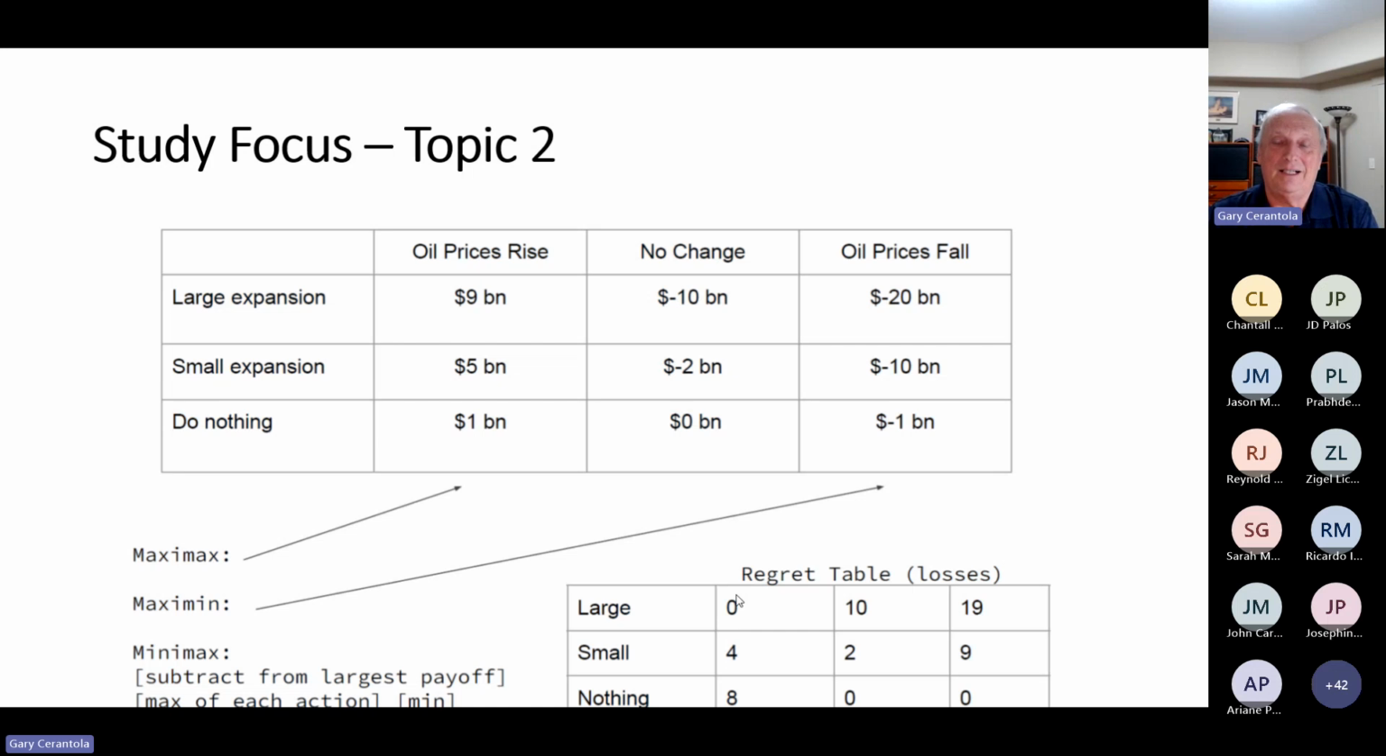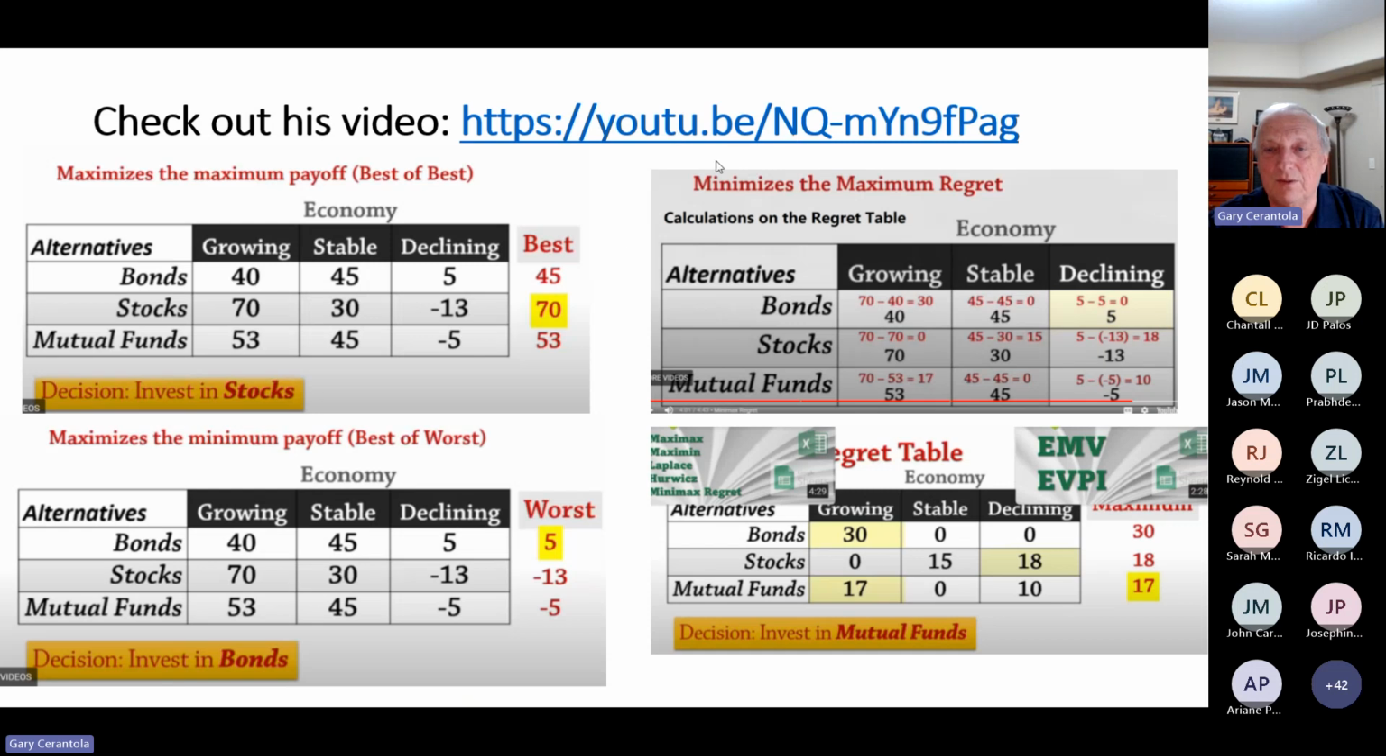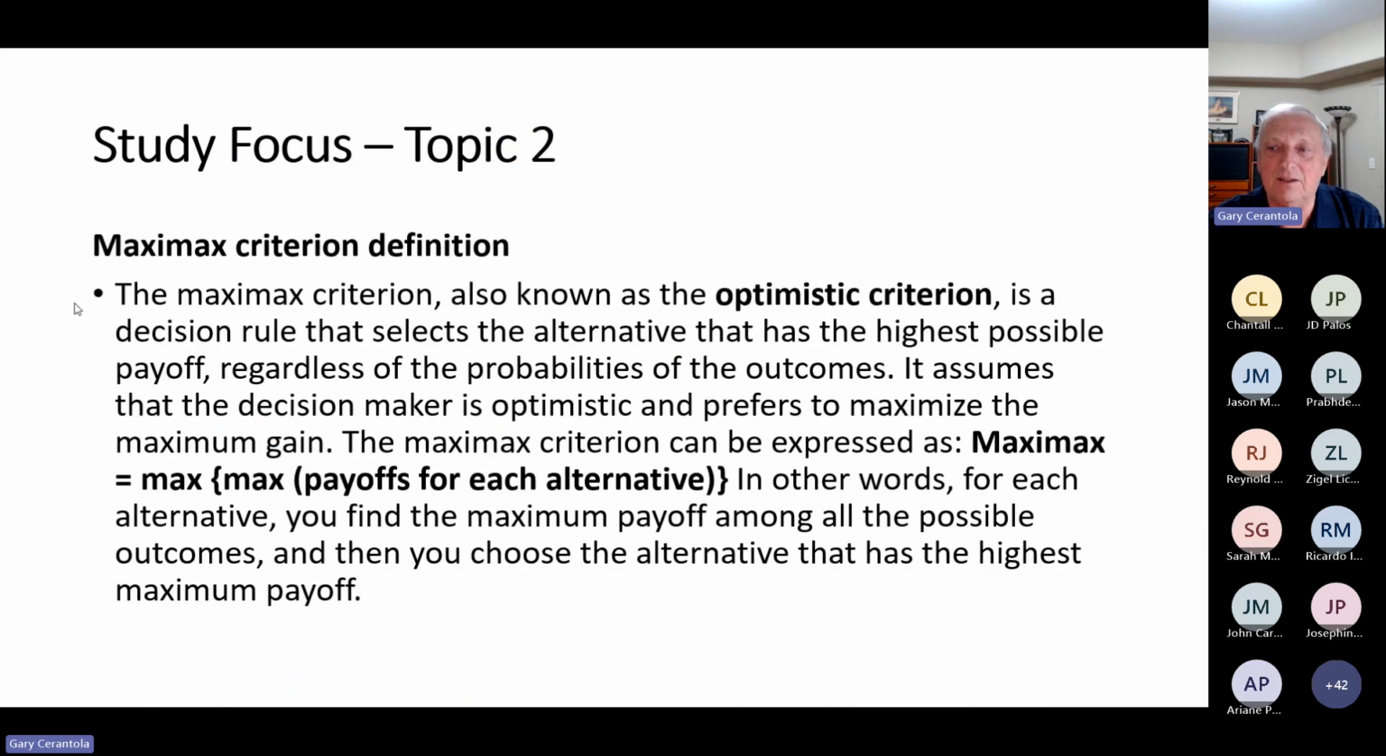All right. Without going into the videos that Professor Powers did, I found a quick little video on the internet, which I have the link here, and you can take a look at this. And here's the link for it. It's on YouTube. And let me go back to this maximax, and you really should know the definitions around these. So I painstakingly found the definition for maximax criteria, and that's the optimistic criteria. It's a decision rule that selects the alternative that has the highest possible payoff, regardless of the probabilities of the outcomes, regardless of the conditions, right? All right, and so let's look at that.